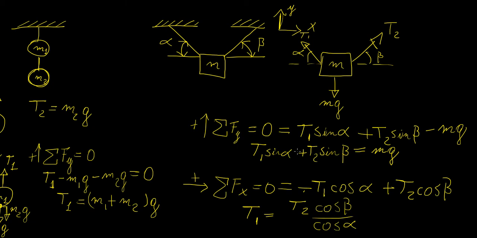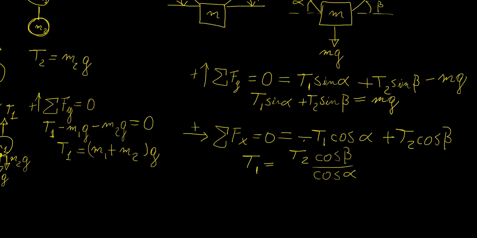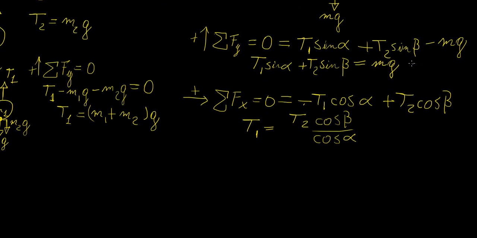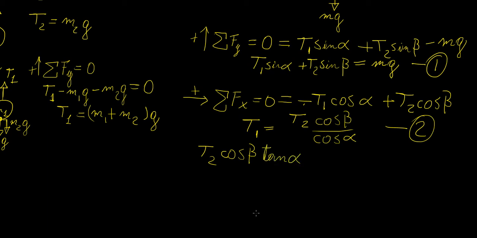Now we plug this back in here and we can solve for T2. So let's do just that. This is going to be equation number 1. This is going to be equation number 2. Substitute 2 into 1, so we get the following: T2 cosine of beta times sine alpha over cosine alpha, that gives us tan alpha, plus T2 sine beta equals mg.